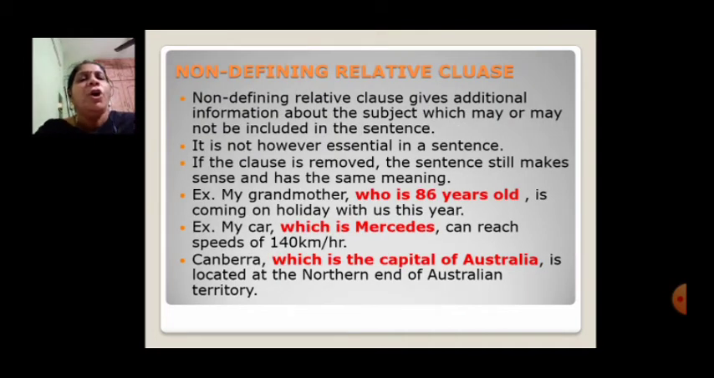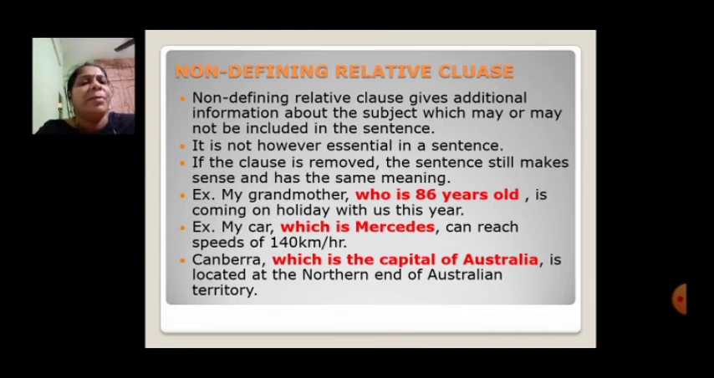Next one, non-defining relative clause. A non-defining relative clause gives additional information about the subject which may or may not be included in a sentence. It gives extra information, without which also the sentence will be complete, but here it gives additional information which may or may not be used. It's up to us. It is not, however, essential. It's not as essential as the previous one.